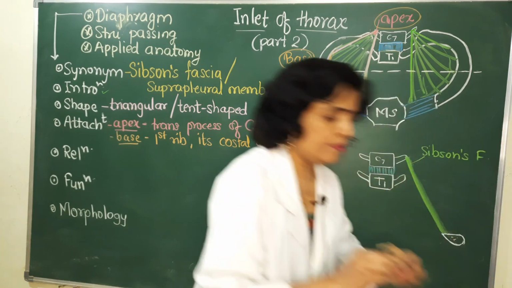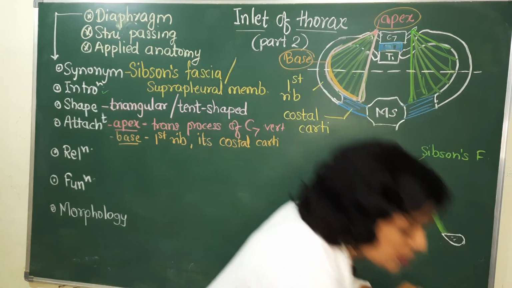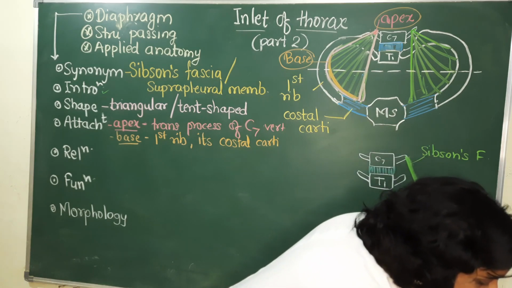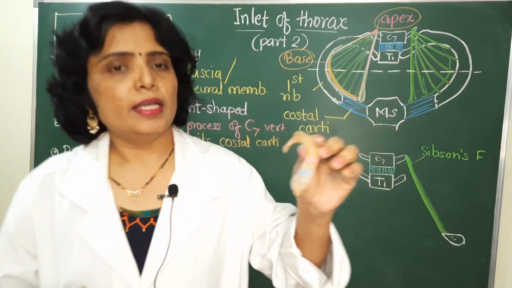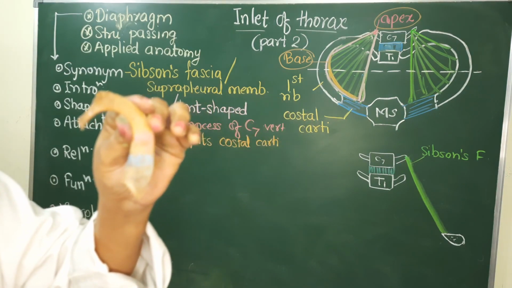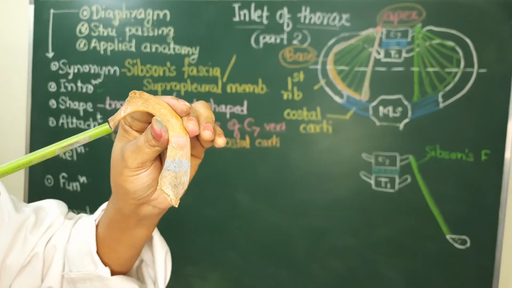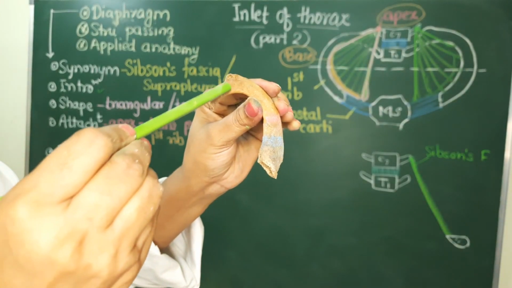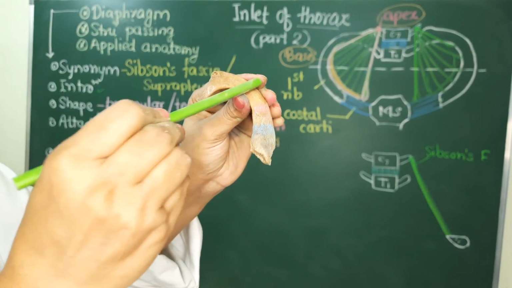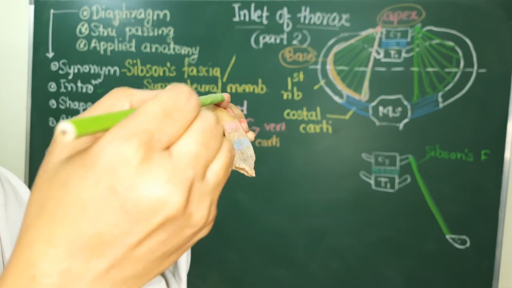So here I will show you some details of this first rib. See this in the close view, you can see this first rib. It is like this. Here this is the head of the first rib, here this is the neck of the first rib, the tubercle, and this is the shaft having upper surface, lower surface, inner border, outer border.